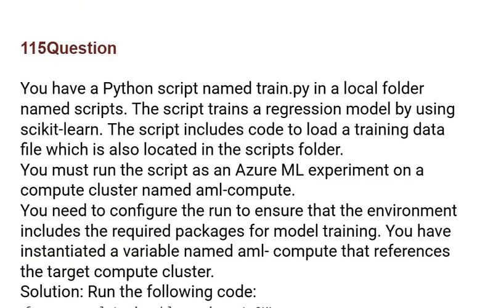Question is, you have a Python script named train.py in a local folder named scripts. The script trains a regression model by using scikit-learn. The script includes code to load a training data file, which is also located in the scripts folder. You must run the script as an Azure ML experiment on a compute cluster named AML Compute. You need to configure the run to ensure that the environment includes the required packages for model training. You have instantiated a variable named AML Compute that references the target compute cluster. Solution: run the following code.